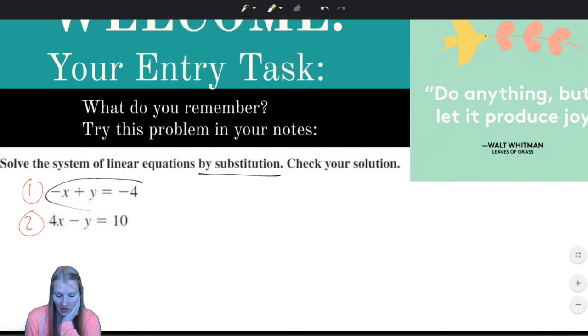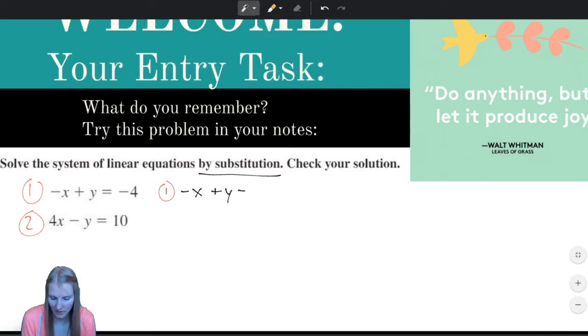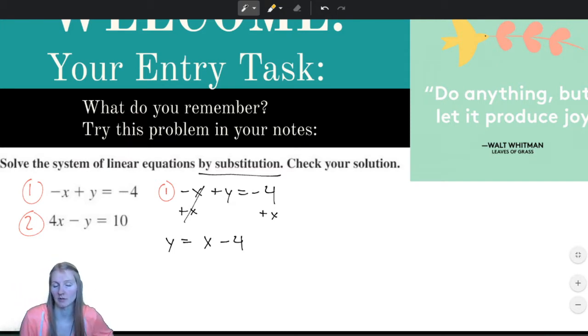So I notice that if I look at the first equation, this would be easy to solve for y. Y is already positive. It has a coefficient of 1. So if I take equation number 1, negative x plus y equals negative 4, and I add x to both sides, I will get y equals negative 4 plus x. Or we could also write this as positive x minus 4. That might be easier for some of you.